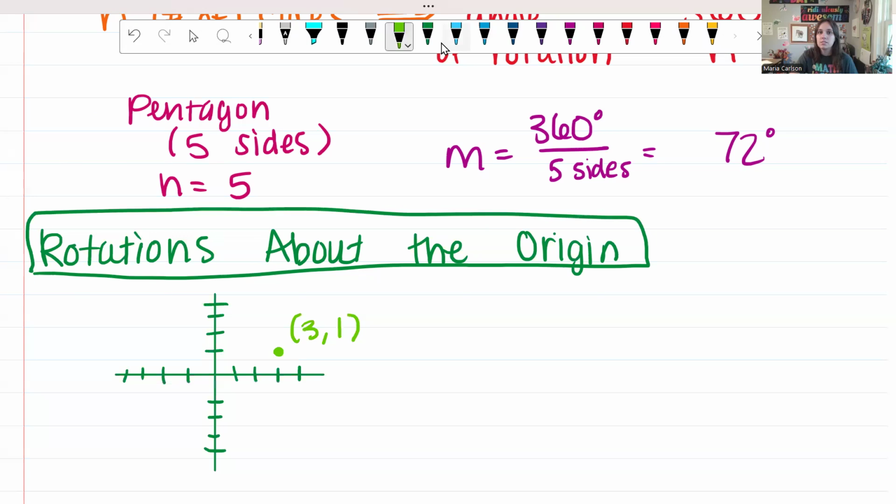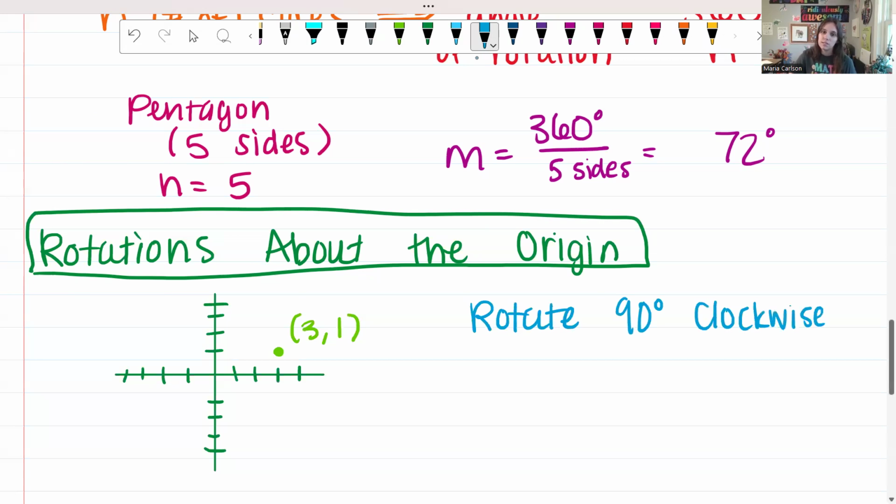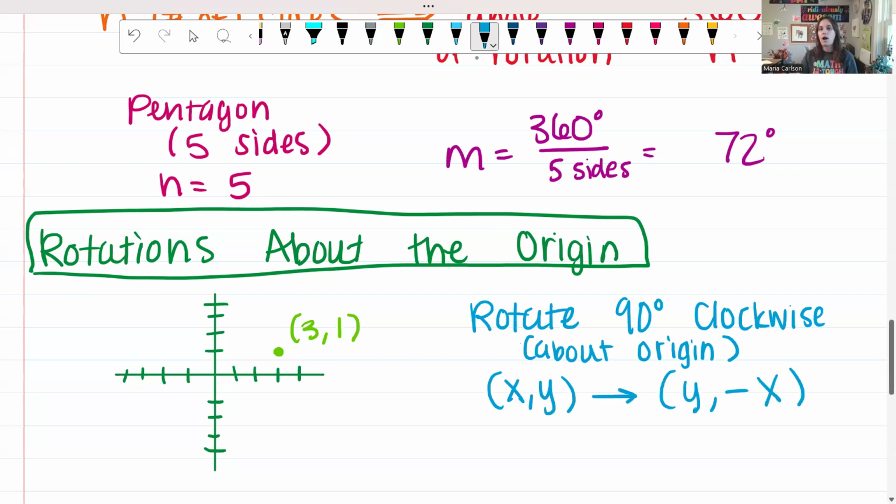And what happens in general if we rotate about the origin 90 degrees clockwise? And again, this is about the origin. That's the key here. If it's around any other point, this does not work. Your point (x, y) is going to become the point (y, negative x). So we're taking this point (3, 1), and we're going to rotate it 90 degrees clockwise. So it's going to go a quarter of a circle, down basically one quadrant.